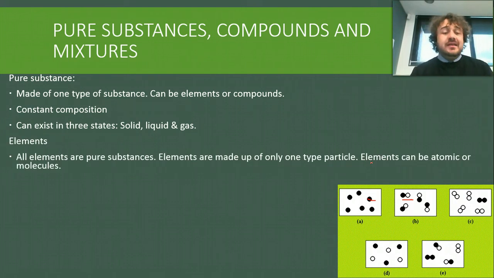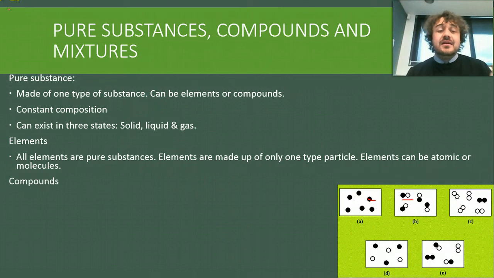Elements. Now, an element is a pure substance that's made up of one type of atom. One type of particle. So they can be atomic, like this here. See, it's one type of particle. Or, if you go to this element here, just this one, not the whole lot, it can be a molecule. You can see there's two of the exact same atom stuck together. So it's a molecule or atomic.